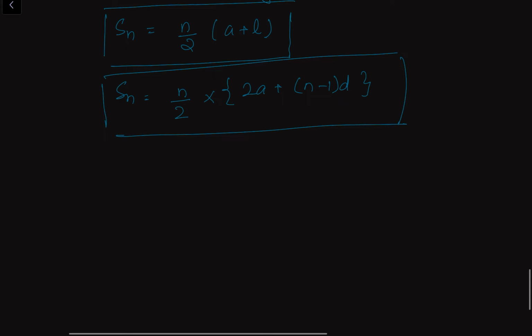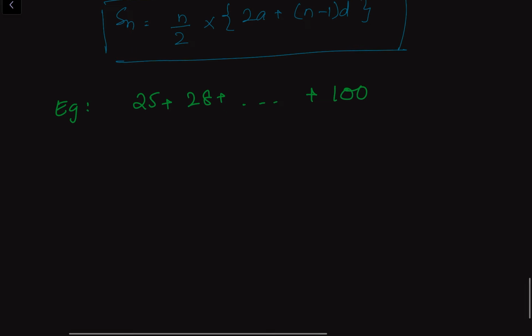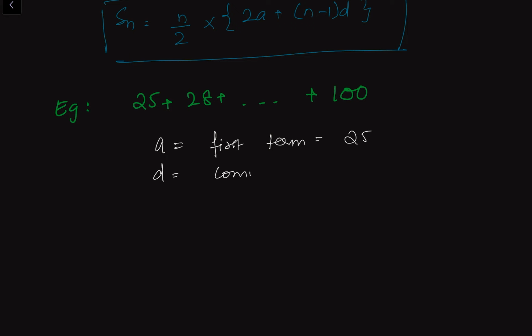So let us take a very simple and easy example first: 25 plus 28 plus up to 100. We just have to find the sum, and obviously these terms are in an AP. So anytime you get an AP, the first thing you do is write the first term, which is 25, then D, the common difference, which is 28 minus 25, which is 3.